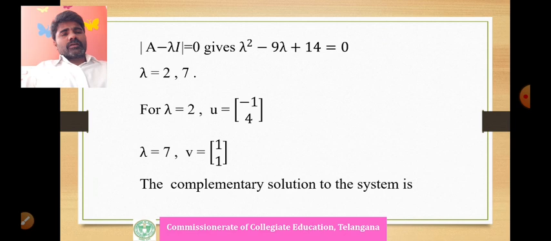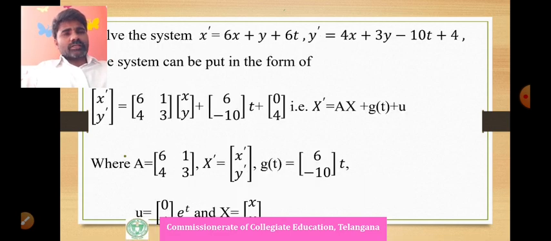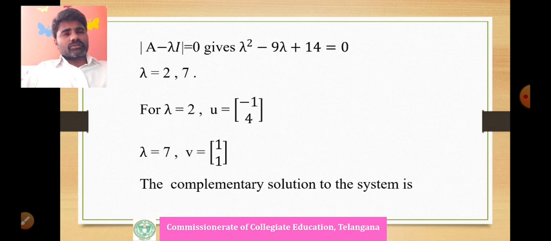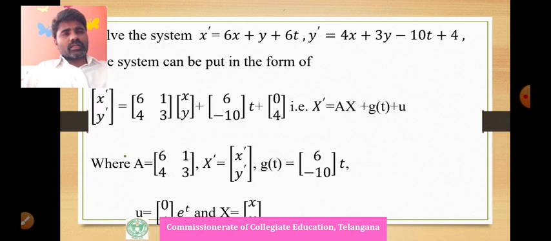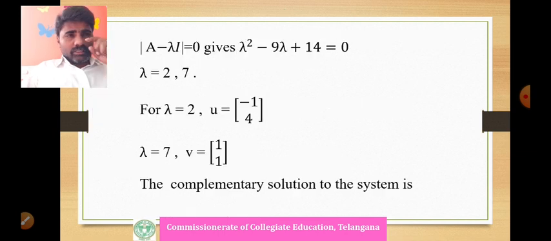Now first we find the solution to the homogeneous part, that is x' = Ax. For that, first we determine the eigenvalues and eigenvectors of the coefficient matrix A. The eigenvalues of A are given by determinant of A minus lambda I equal to 0, which gives the polynomial lambda squared minus 9 lambda plus 14 equal to 0. By factorizing this we get lambda equals 2, 7.